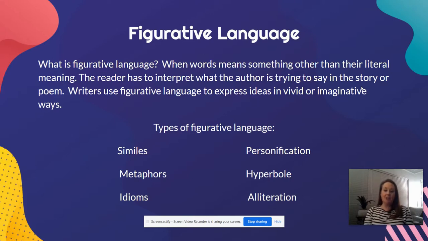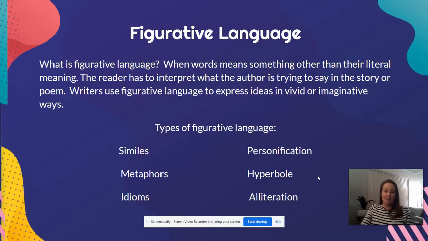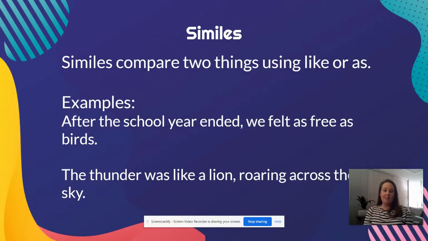So the types of figurative language we're going to look at today are similes, metaphors, idioms, personification, hyperbole, and alliteration. So let's look at those examples. First thing we have are similes. Similes compare two things using like or as. Let's look at our example.